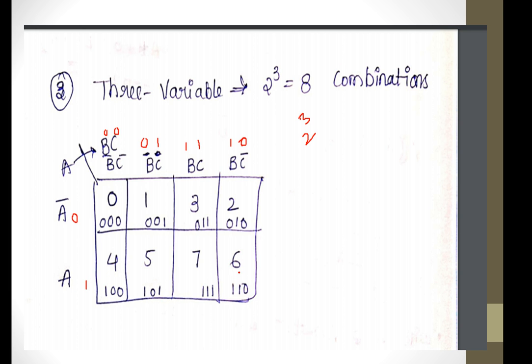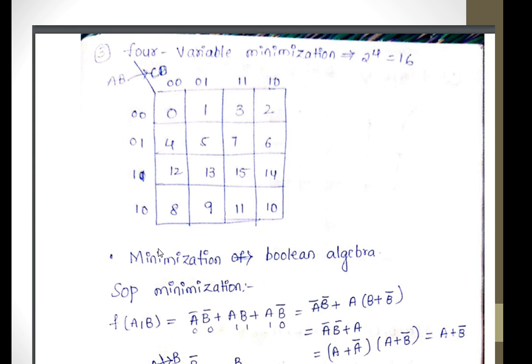This is the 3 variable K-map. Similarly, we also have the 4 variable K-map. In a 4 variable K-map, we have the 4 variables A B C D.